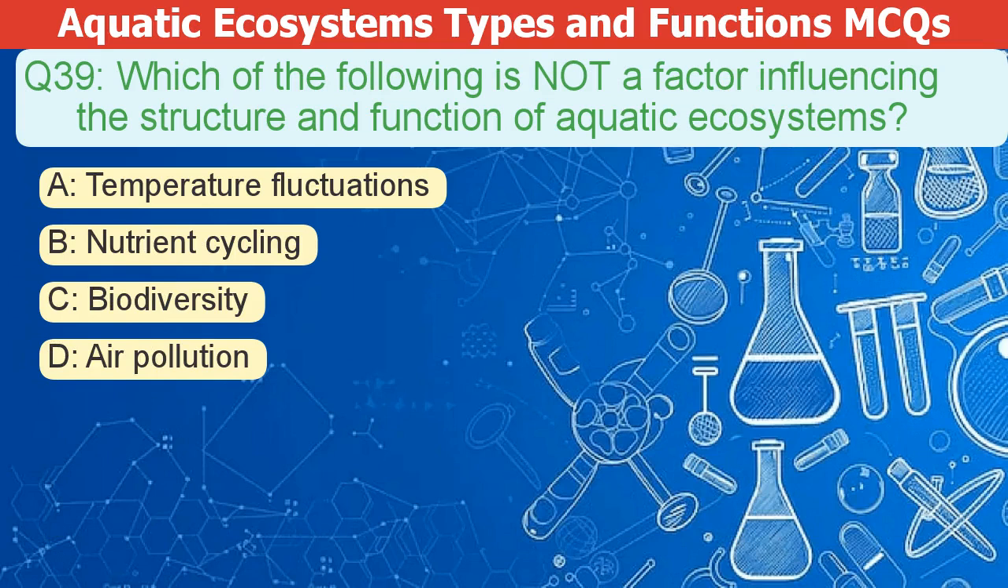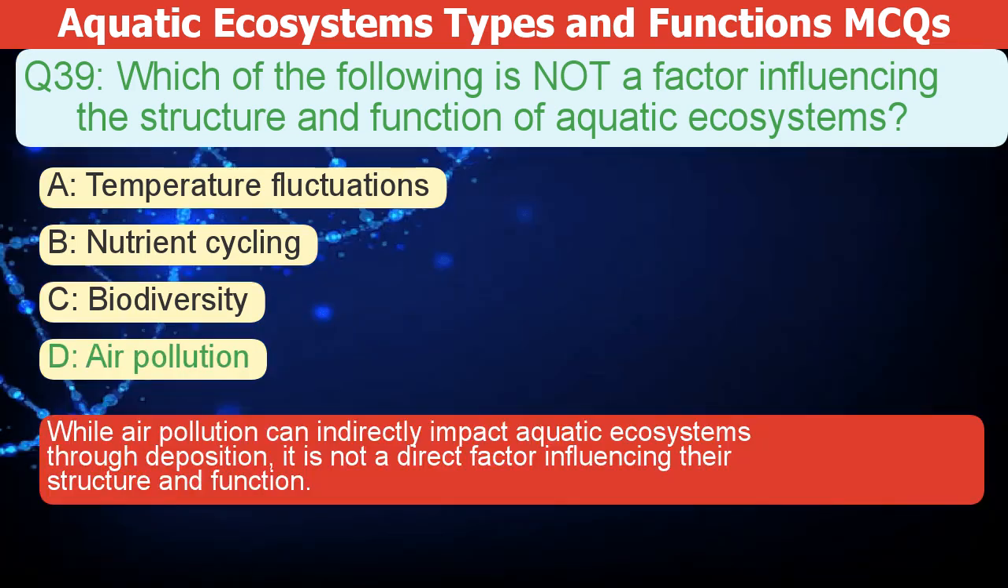Which of the following is a primary function of seagrass beds in aquatic ecosystems? A. Providing shelter and food for marine organisms. B. Regulating water temperature. C. Storing excess nutrients. D. Sustaining phytoplankton populations. The correct answer is A. Seagrass beds provide shelter and food for a variety of marine organisms, contributing to the overall biodiversity of the ecosystem.